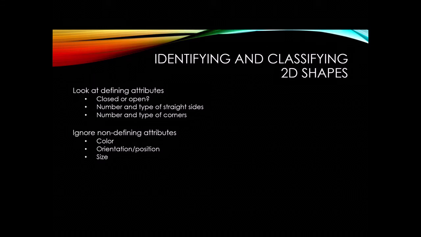Excellent job, Space Explorers! Here is a recap of what we learned today about identifying and classifying 2D shapes. When looking at shapes, be sure to look at their defining attributes. Is the shape closed or open? How many sides does it have, and are they all equal? How many corners does it have, and are they square? Be sure to ignore the non-defining attributes like color, orientation and position, and size, because they don't matter when identifying and classifying 2D shapes.